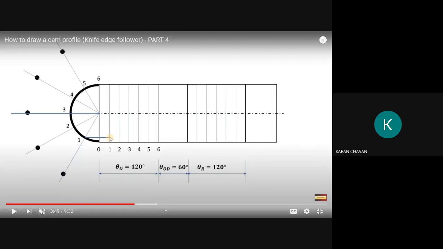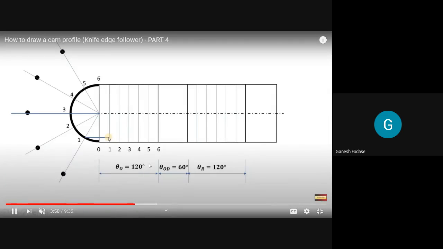Up to where to take projections? Up to which line? Corresponding vertical line. Very good. Corresponding vertical projections. When I draw the projection through 2, I will take it up to the vertical projection through 2. Likewise, we can take projections.